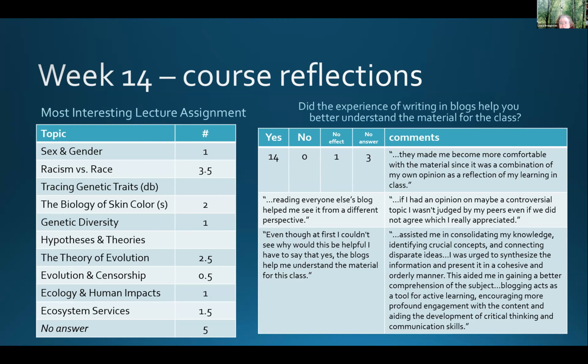And I think the best one is the one on the bottom. It assisted me in consolidating my knowledge, identifying crucial concepts, and connecting disparate ideas. I was urged to synthesize the information and present it in a cohesive and orderly manner.